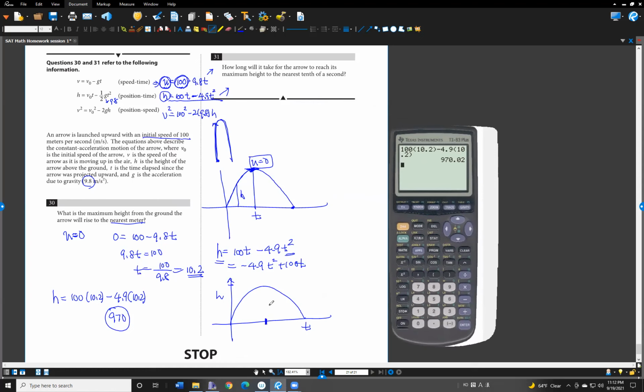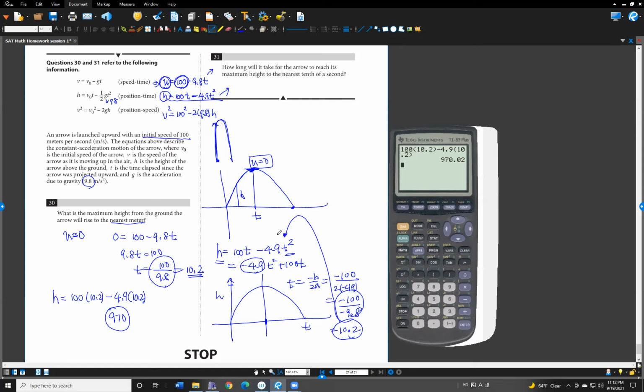So where is the maximum? In the middle of this one. Can you find the x of symmetry? X of symmetry is negative b over 2a. Negative b is negative 100, and a is negative 4.9, so 2 times negative 4.9. That equals negative 100 over negative 9.8. It's the same thing, still 10.2. You can put this number into the equation again, almost the same thing. This is physics.